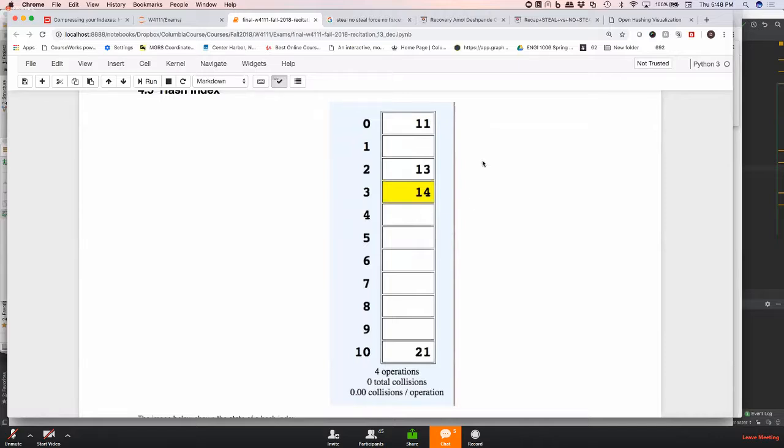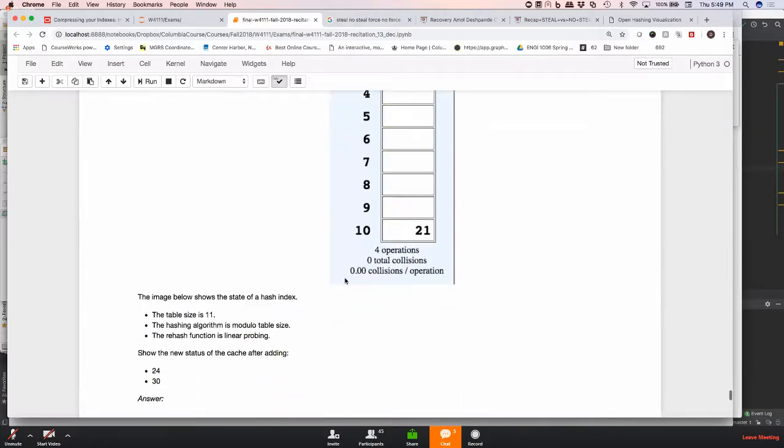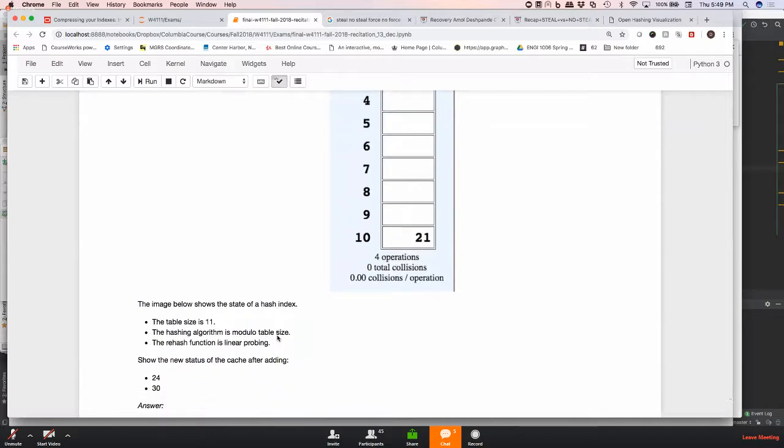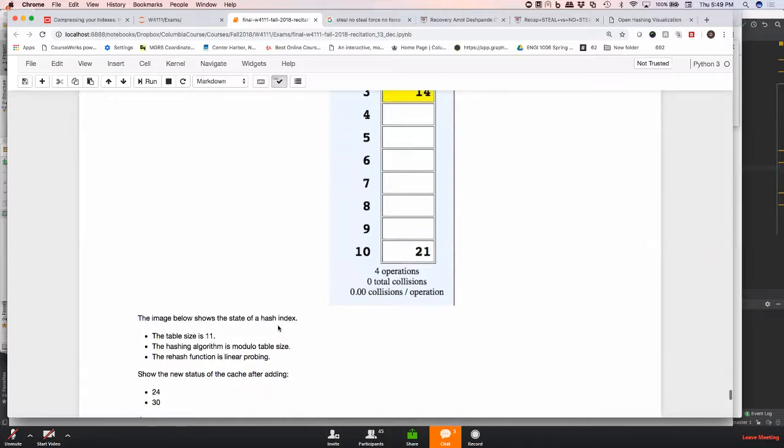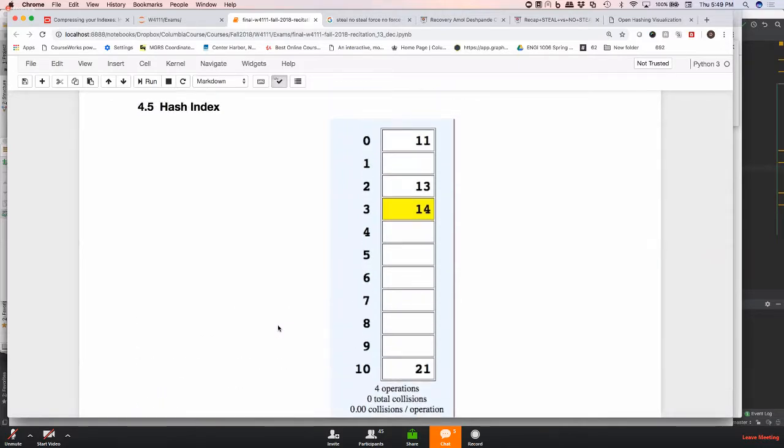And so that's how it works. If you don't have a hit, you don't have a problem, it just goes into the slot, it's obvious. On insert, if there's a conflict, you scan until you find a space. On a lookup, if it's not the one, you scan until you find a space. And so the hashing algorithm is modulo the table size, the rehash function is linear probing. Those are the two dominant ones. There are lots and lots of more sophisticated ones, but those are kind of like how a hash works 101.